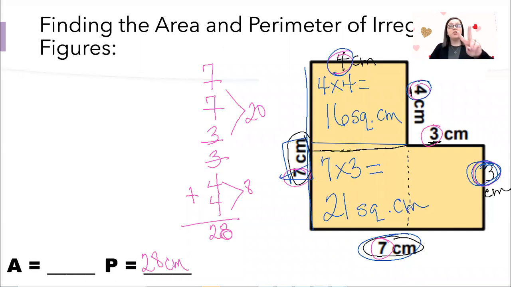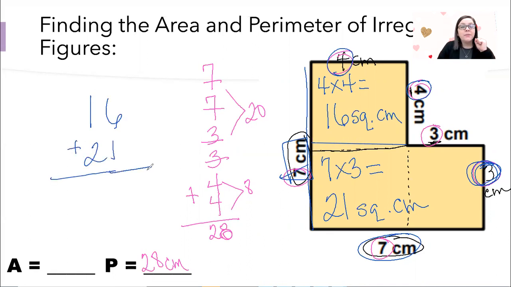Now remember, I now have 2 partial areas. So I'm going to take those 2 and I'm going to add them together. And that is going to give me a grand total of, are you doing it?